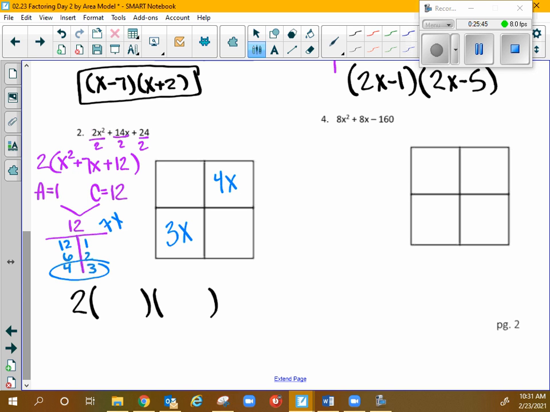Okay, what goes in the top left? X squared. What goes in the bottom right? 12. So what can give me x squared and 3x? X plus 4, x plus 3. No worries. X plus 4, x plus 3.